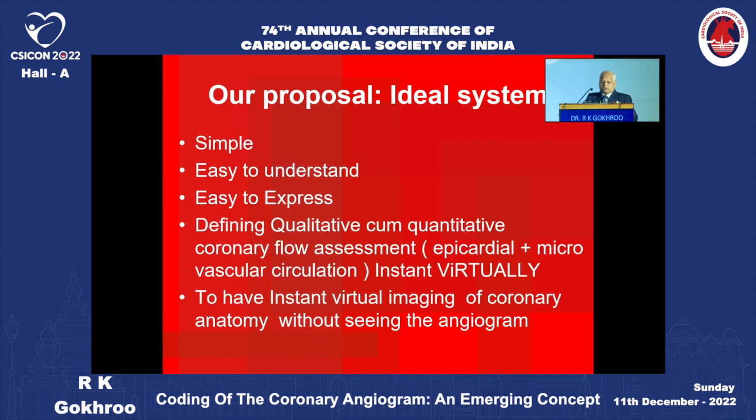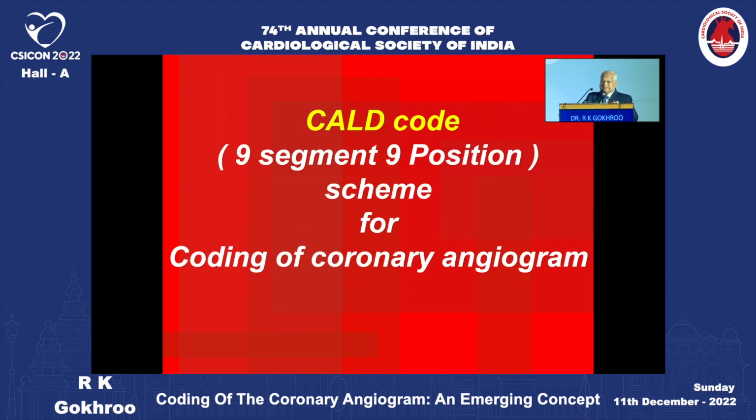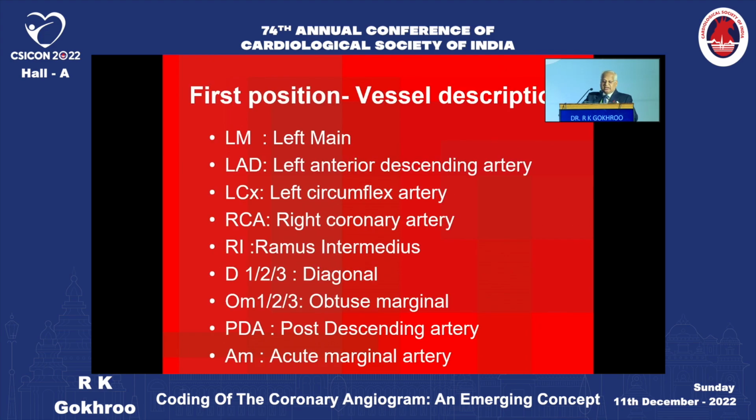So our proposal was to use a simple, easy to understand, easy to express and define quantitative and qualitative coronary flow assessment, and to have instant virtual imaging of coronary anatomy in our mind. So we have produced a so-called coronary artery lesion description code, a 9-position scheme. The first position gives the vessel description: left main, LAD, circumflex, something like that, all vessels coded.